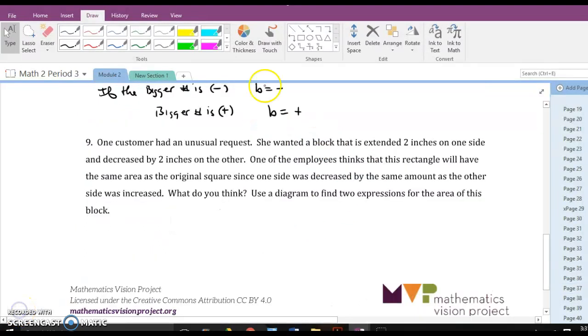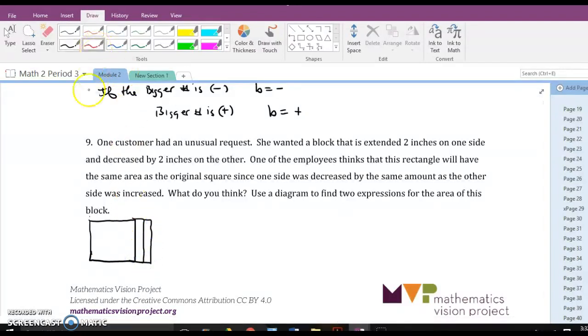Okay. So number 9 says, one customer had an unusual request. She wanted a block that is extended 2 inches on one side and decreased by 2 inches on the other side. So you have this block, right? And on one side, we're going to increase it by 2. And then on the other side, we're going to decrease it by 2. So we know we're cutting this off, right? So what ends up happening here?